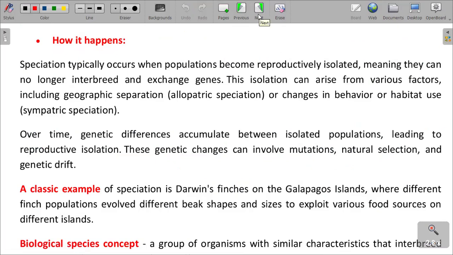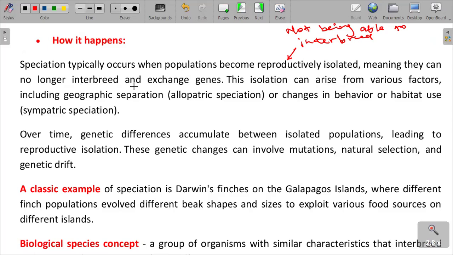Speciation typically occurs when populations become reproductively isolated. If the population species are not able to interbreed together, therefore, they are reproductively isolated, meaning they can no longer interbreed and exchange genes.